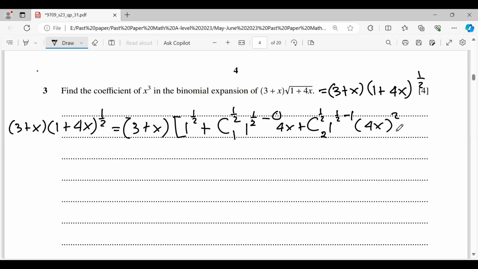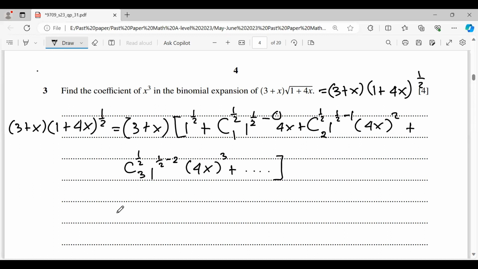times 4x squared, okay, this is 4x power 1 plus combinations 3 half, 1 power half minus 2. Okay, times 4x cubed, so on. It's until here because we just need to find coefficients of x cubed.